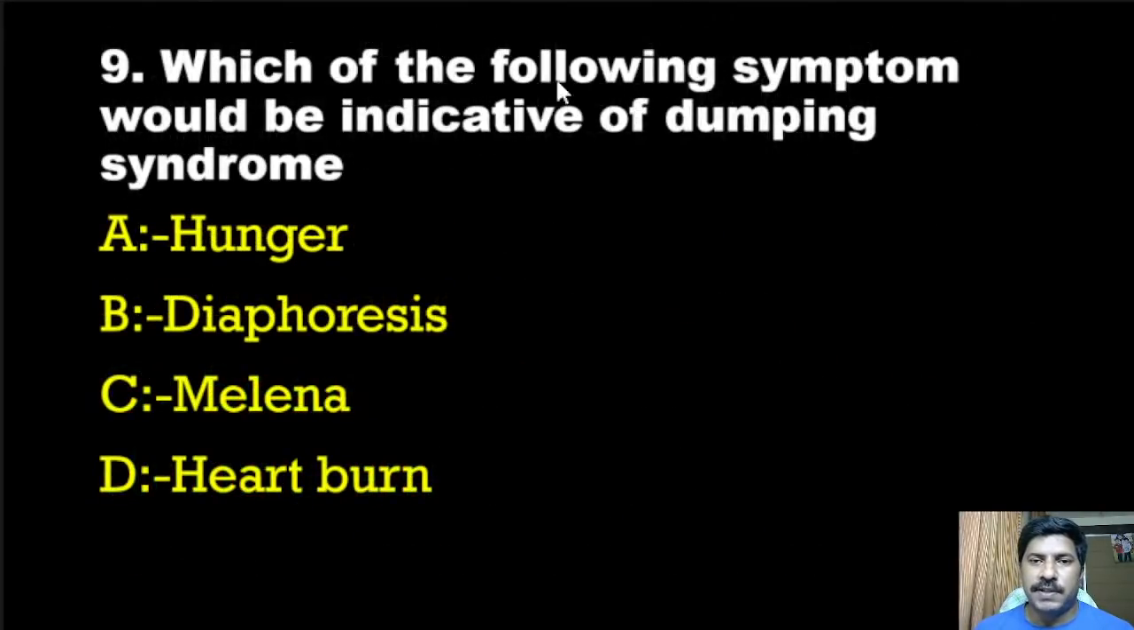Ninth question: which of the following symptoms would be indicative of dumping syndrome? Hunger, diaphoresis, melena, heartburn. Ninth question answer: hunger, diaphoresis, melena, heartburn.